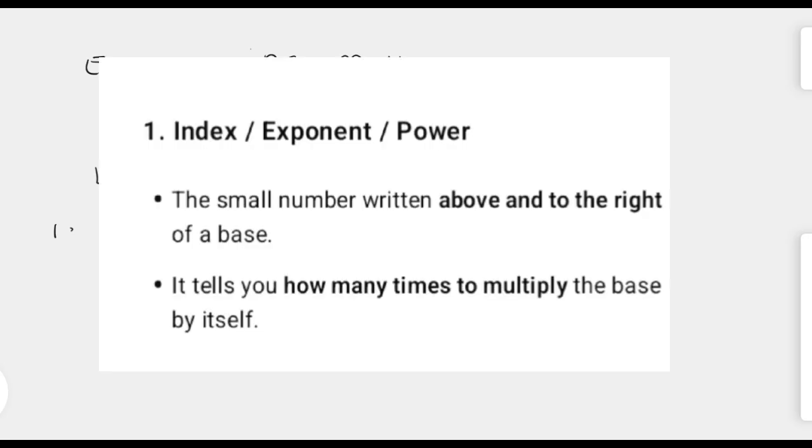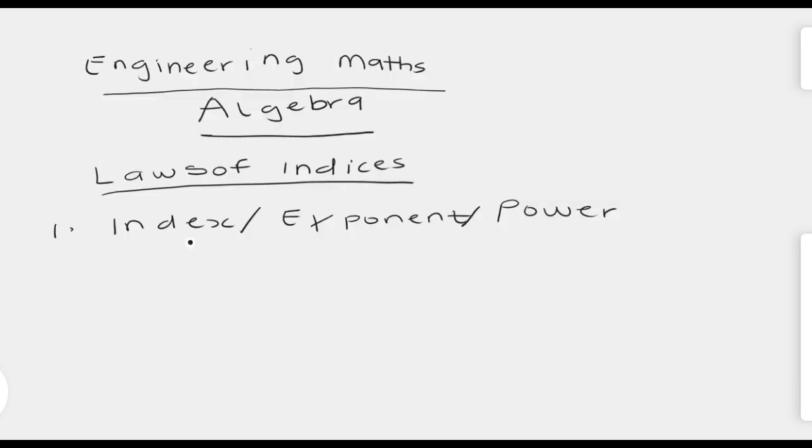An index is a small number reaching above and to the right of a base. That small number tells you how many times to multiply the base by itself. I will repeat. An index or an exponent or a power is the small number reaching above and to the right of the base. That small number tells you how many times to multiply the base by itself.